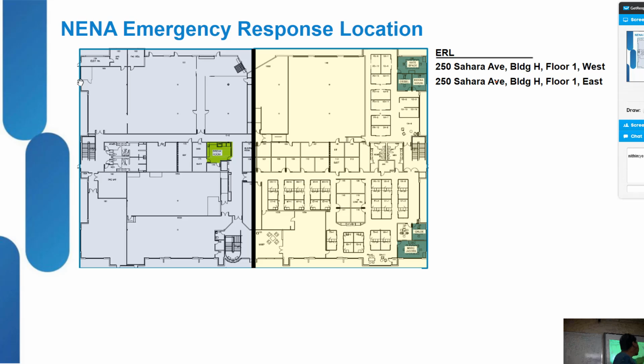Okay, east side and the west side. So you will put an address like 250 Sahara Avenue, building H, floor 1, west side. And then you'll identify the other side.